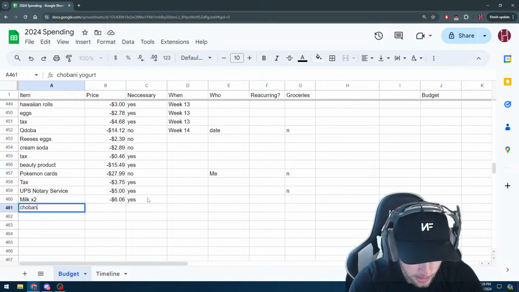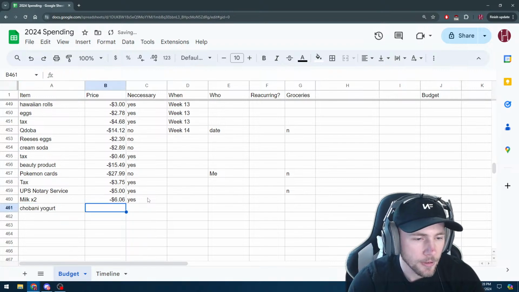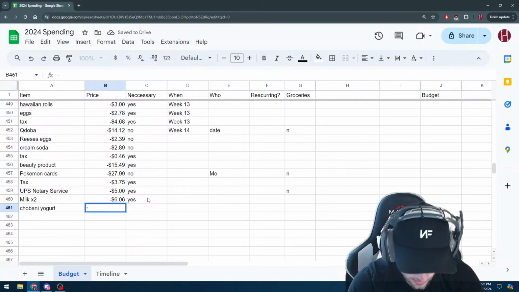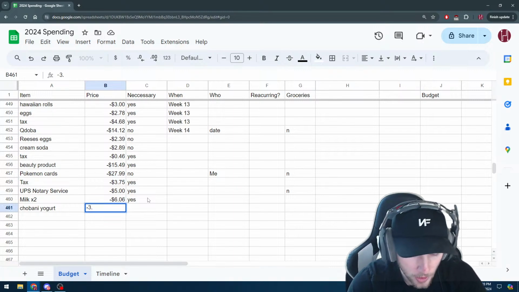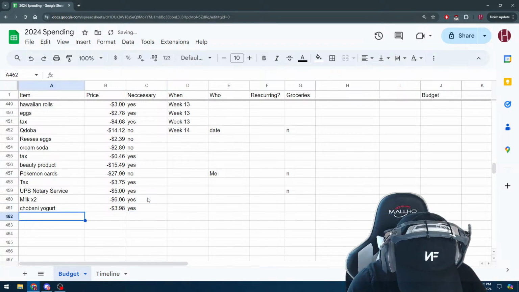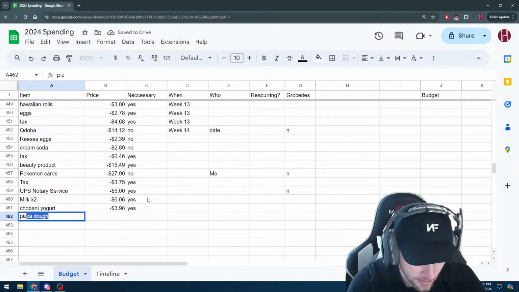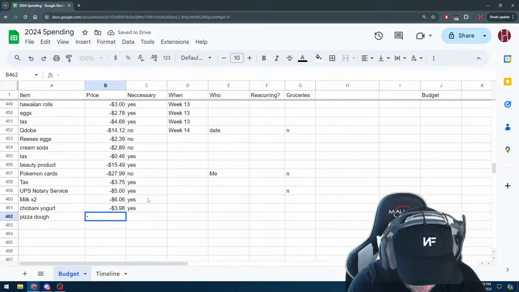Some more Chobani. Well, here's the thing though. Chobani yogurt. This is like a bin, and I know that because it says 0% vanilla. It usually doesn't say the flavor if it's one of the cups. And it's $3.98. There's no way you're paying $3.98 for a single serve yogurt. Pizza crust, minus 324.